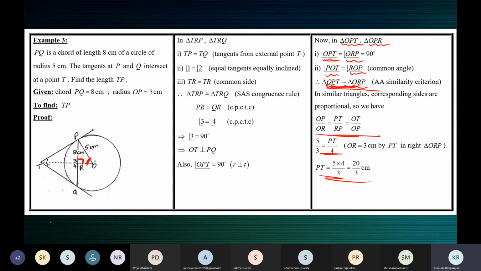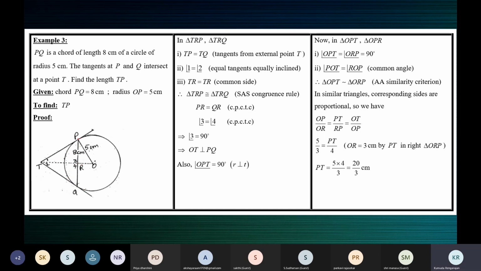Now coming to how to prove that this is 90. That's also simple for you. You know how to show that these two triangles are congruent to each other. Once they are congruent, angle 3 is equal to angle 4 by CPCTC. But 3 plus 4 is 180 because they are on a straight line. So angle 3 will be 90, which means this is 90.